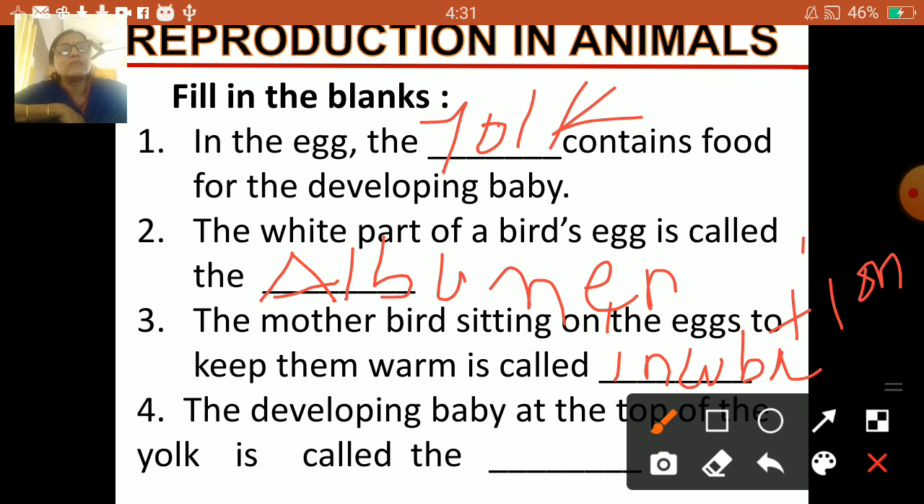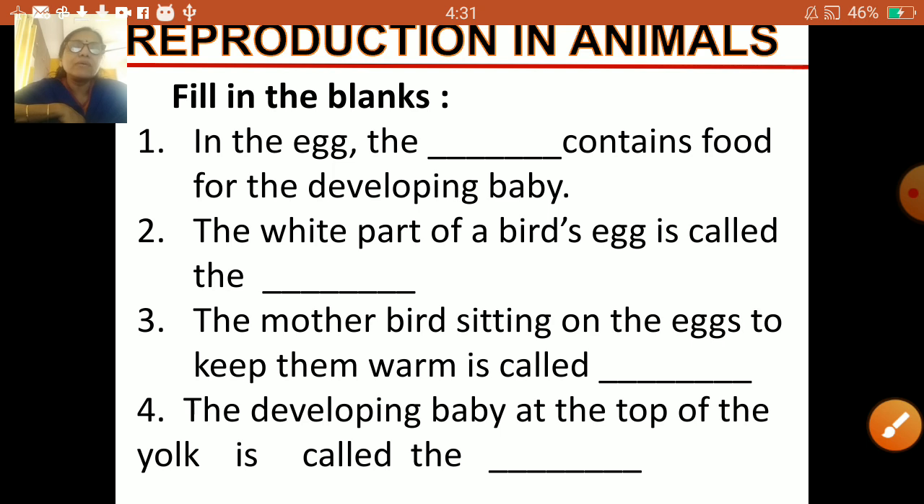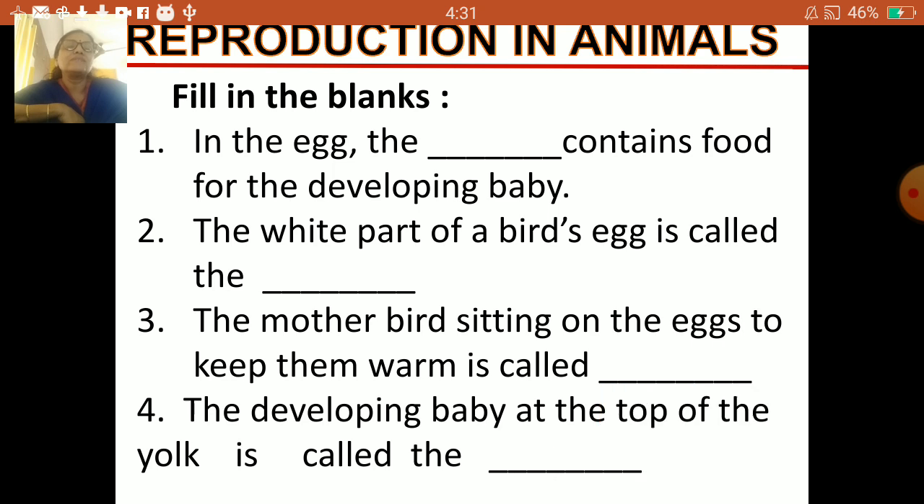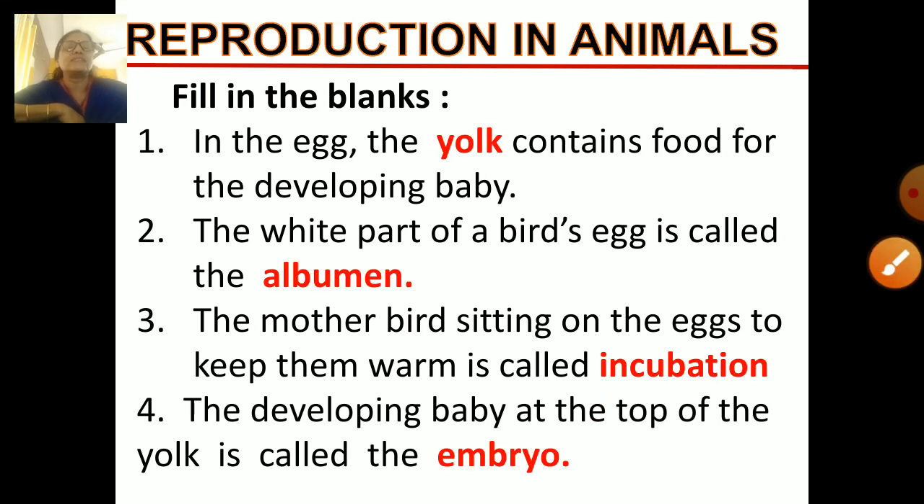Okay, next one. I'll have to remove this to read the last one here. The developing baby at the top of the yolk is called the what? The developing baby at the top of the yolk is called the embryo. Very simple. This is EMBRYO. I am not able to write the answer, but somehow I have written. Now I am going to show you the slide with the correct answers. Here it is.